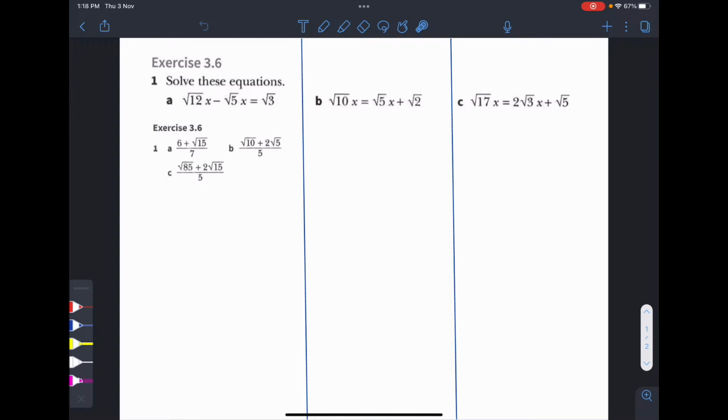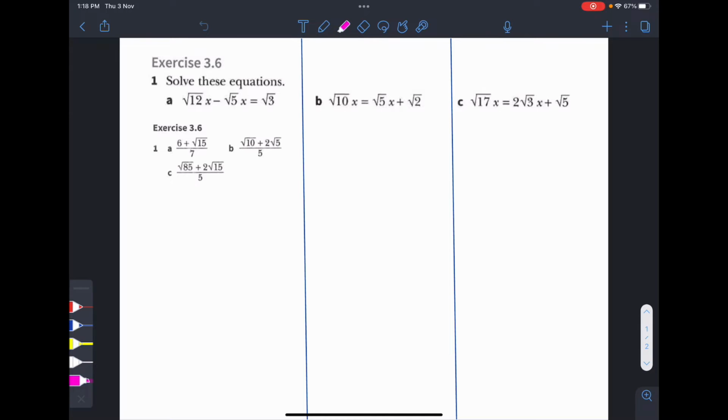So let's begin with question number 1A. We have root 12 x minus root 5 x equals root 3. If you can see, the x is not included under the root, it's next to it.